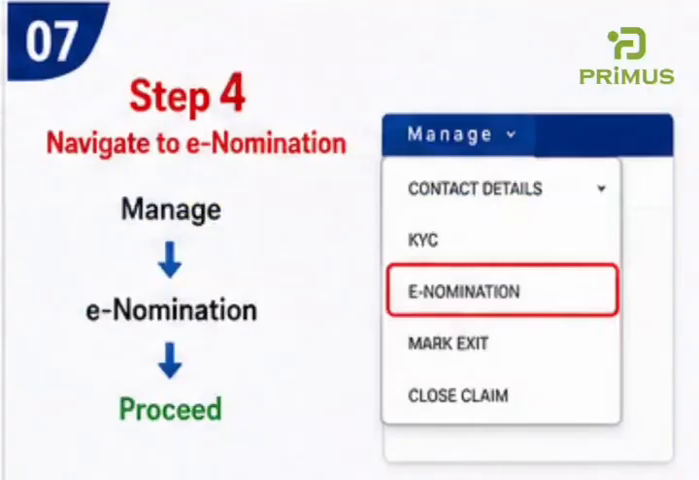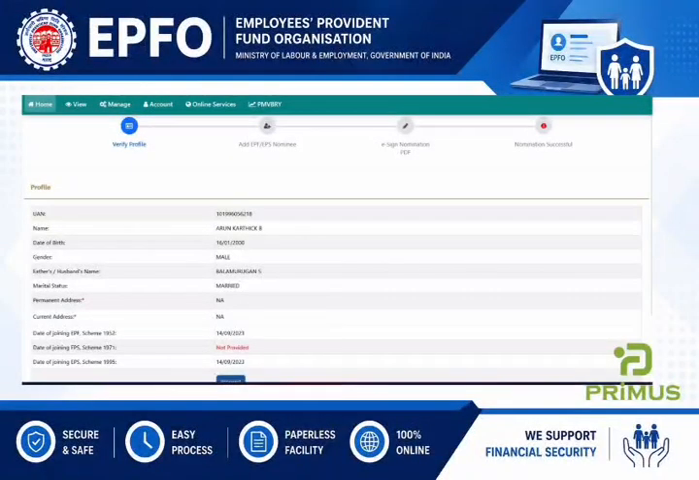Step 4. Open the e-nomination section. Now go to the Manage menu available on the dashboard. Click on e-nomination. Your profile information will appear on the screen. Review the details and click on the Proceed button. This will take you to the nomination section.